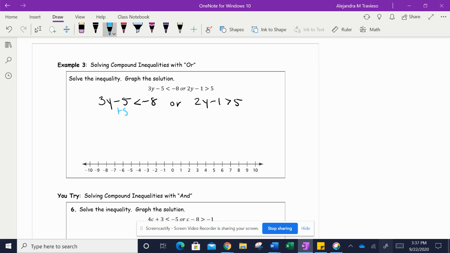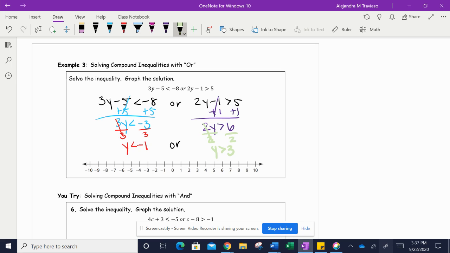I'm going to add 5 to both sides. We'll have 3y is less than negative 3. Divide by 3. Y is less than negative 1. Then we're going to have our OR. We're going to come over here, add 1 to both sides. So we have 2y is greater than 6. Divide both sides by 2, and we have y is greater than 3.